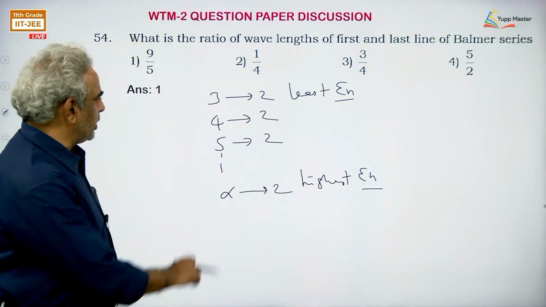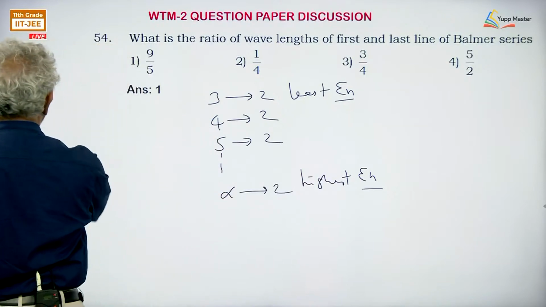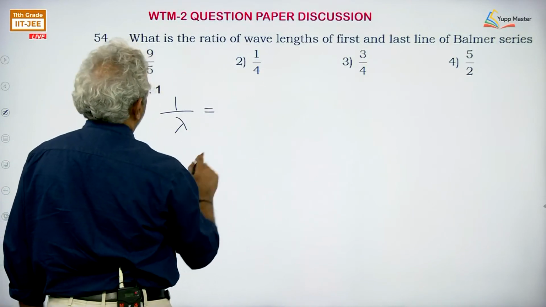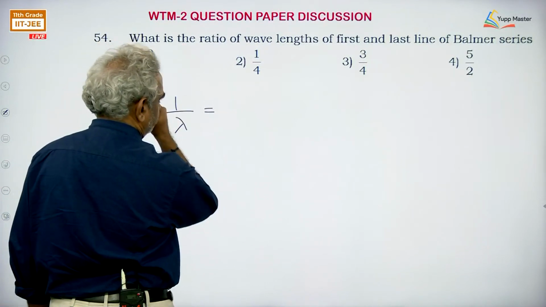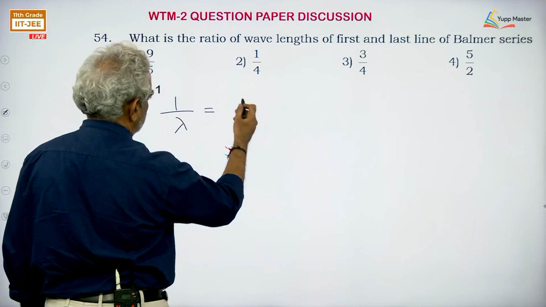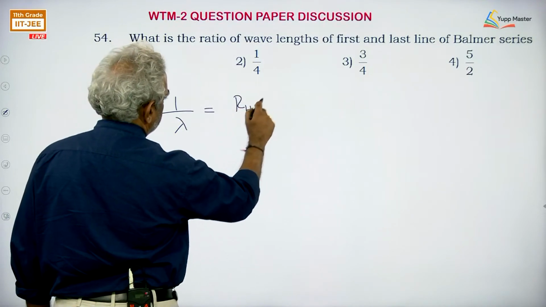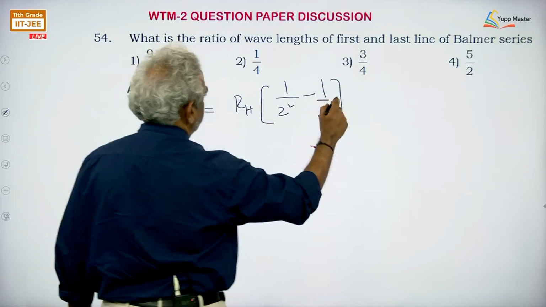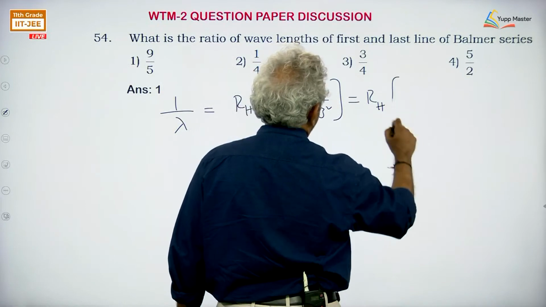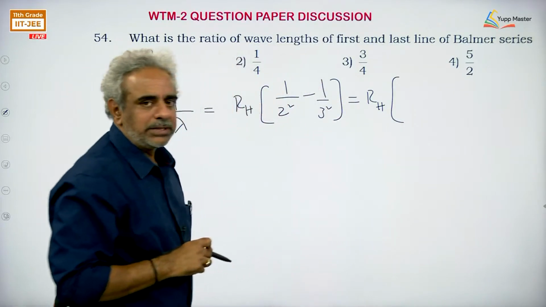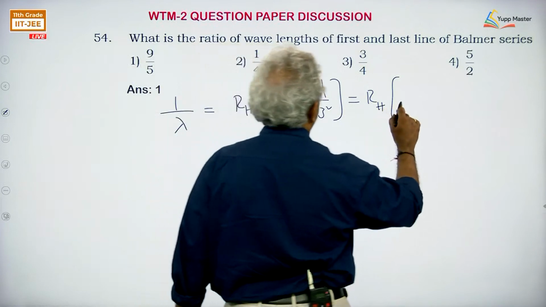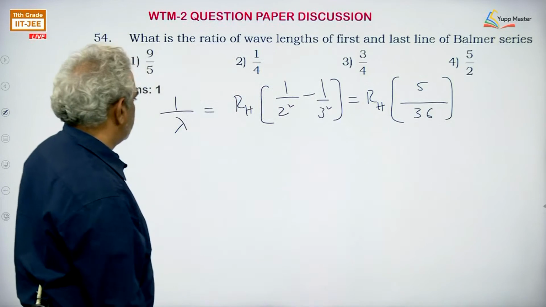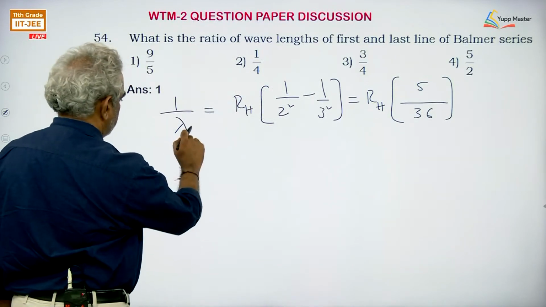So let us work out the 3 to 2 transition and the infinity to 2 transition. Let us go for 3 to 2 first. 1 by lambda is equal to RH into 1 by 2 square minus 1 by 3 square. This gives me RH into 1 by 4 minus 1 by 9. 36 is the LCM, so 5 by 36. 1 by lambda, and we call it lambda 1.